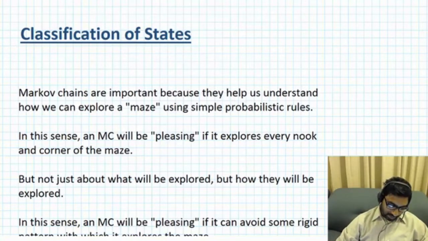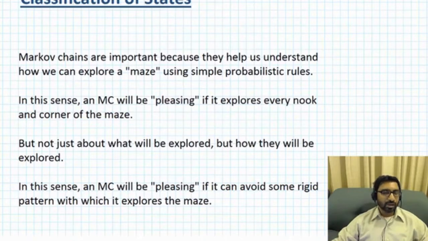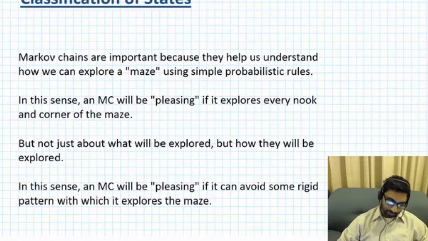And so in this sense, we're interested in Markov chains that explore the maze, but not in some rigid fashion, but in some sort of a natural way, not falling into patterns, but exploring the state space in a variety of ways. So that's what's very appealing about Markov chains, and the rules that drive them are simple probabilistic transition rules.